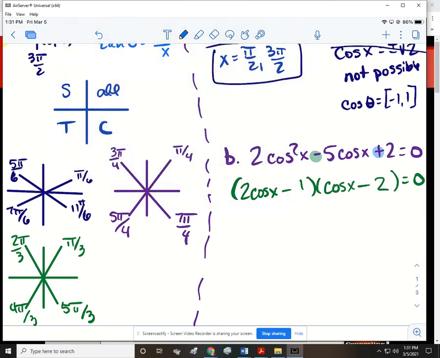Okay, then I'm going to set each of these equal to 0. Forgot the equals. And then solve them for cosine and then see what answers we can get.